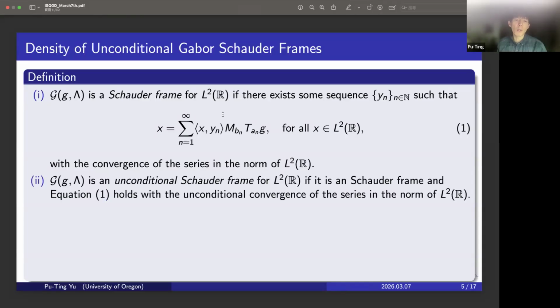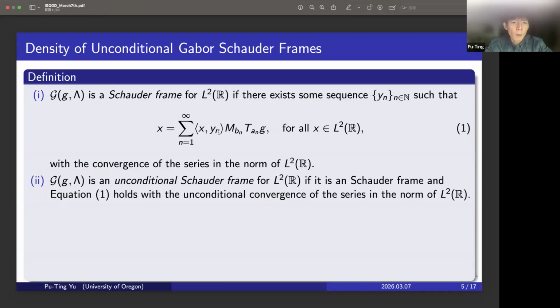And we say a Gabor system is an unconditional Schauder frame for L2(R) if it is a Schauder frame. So we have the control over the coefficients. And moreover, equation 1 here holds with the unconditional convergence of the series in the norm of L2(R). So that being said, you don't have to care how you sum up these elements here. You will still have the convergence and they all converge to the same element.